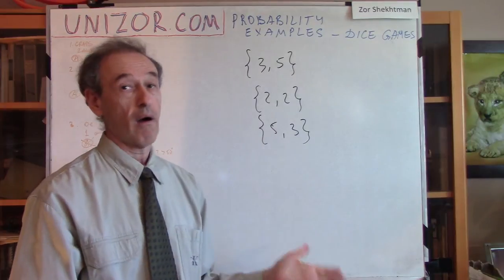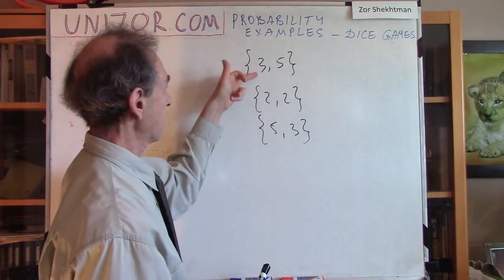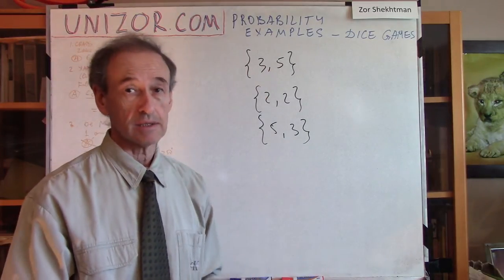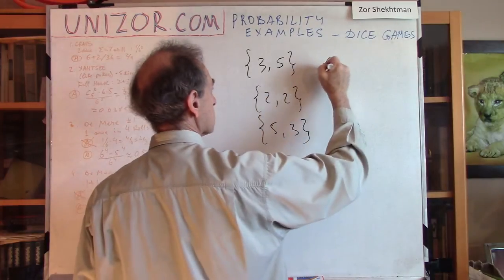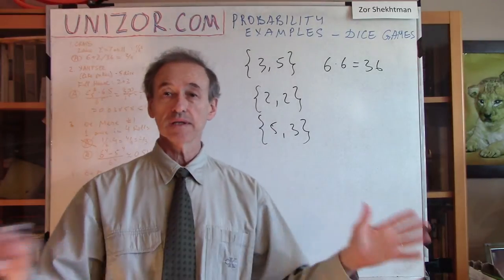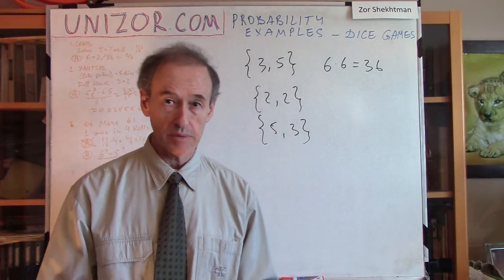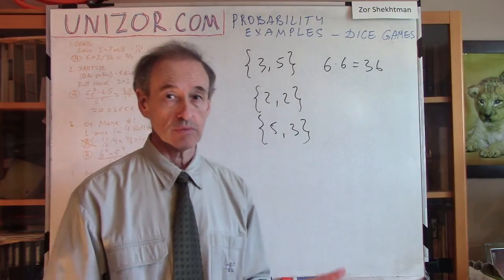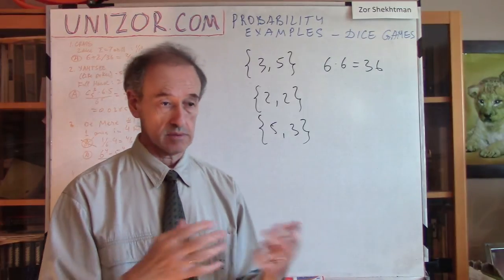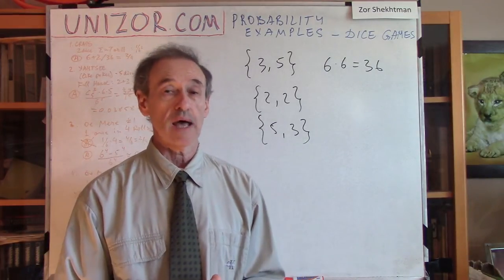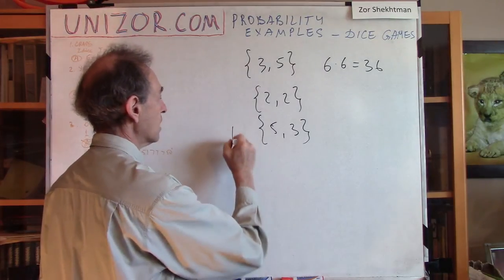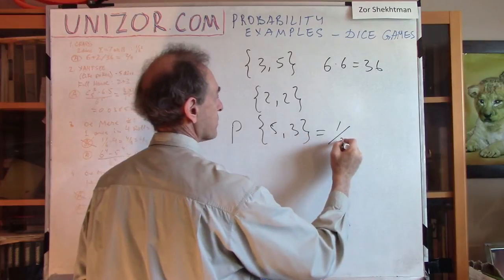Now, how many of them are there? Well, you have 6 different choices for the first number and 6 different choices for the second number. So basically you have 6 times 6, 36 different elementary events, which cover completely all the possible outcomes. So there are 36 possible results. They're all different and they all have equal chances, because we suppose that the dice are symmetrical, right? So these are all symmetrical events, which means that the probability of each one of them is equal to 1/36.